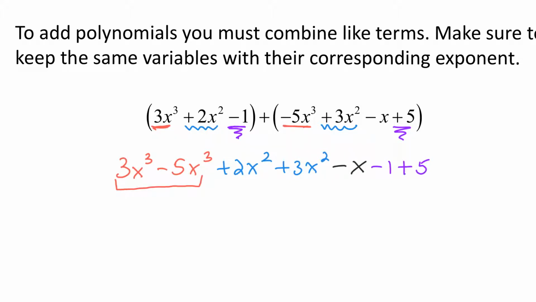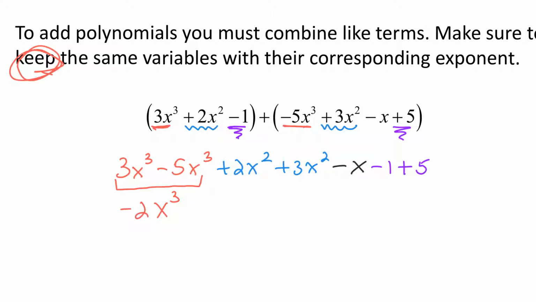Those are like terms because they have the same variable and the variables have the same exponent. So when you combine like terms, you keep the same variable and its corresponding exponent. So I'm going to keep the x with the 3 exponent. But you need to add or subtract the numbers, the coefficients. When you look at the coefficients, 3 minus 5, that's negative 2.